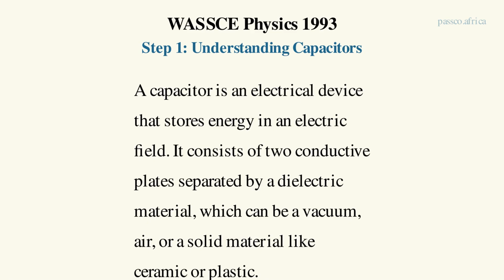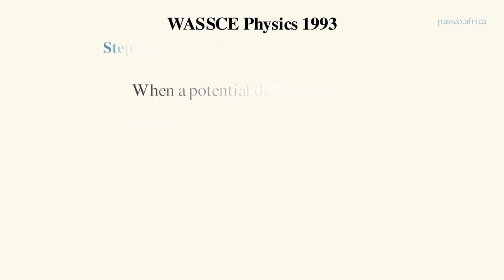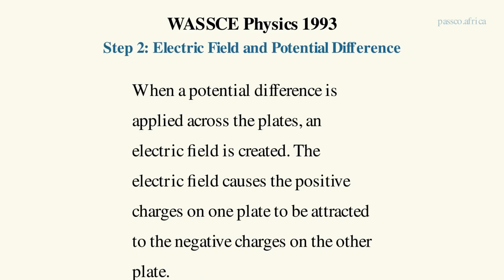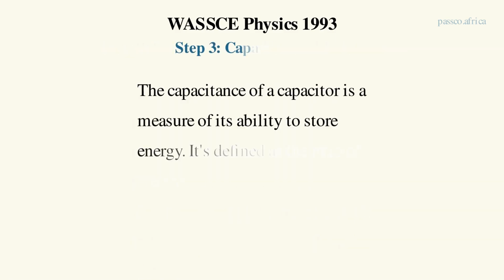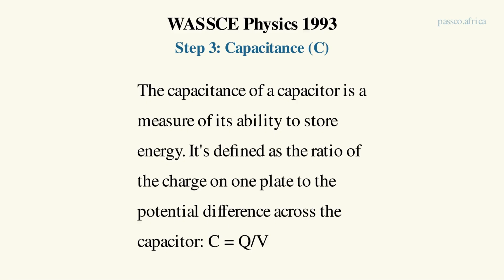Step 2. Electric field and potential difference. When a potential difference is applied across the plates, an electric field is created. The electric field causes the positive charges on one plate to be attracted to the negative charges on the other plate. Step 3. Capacitance. The capacitance of a capacitor is a measure of its ability to store energy.